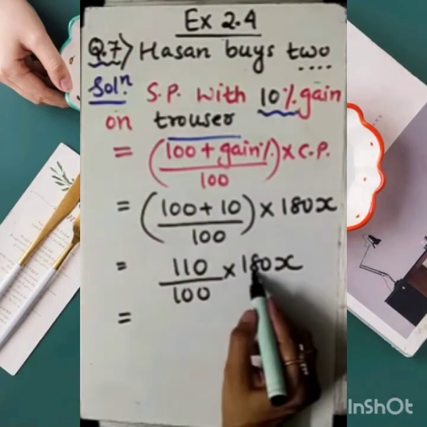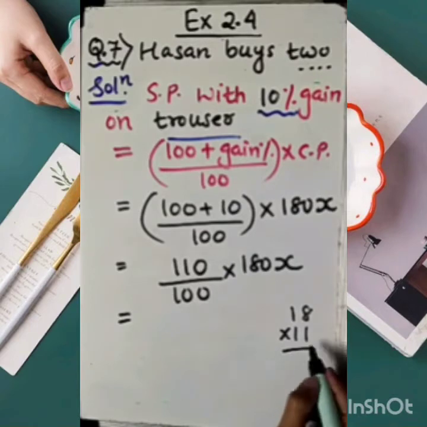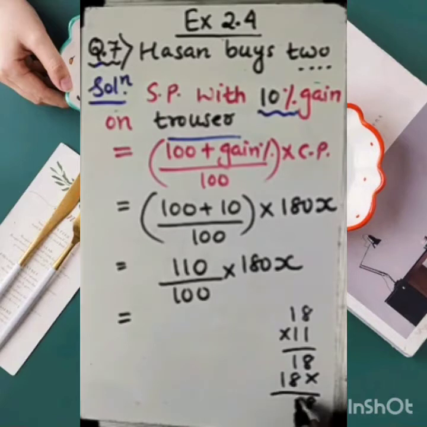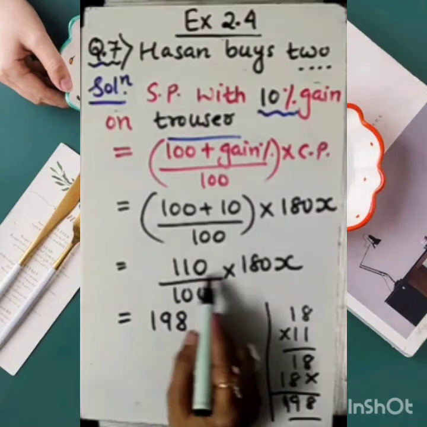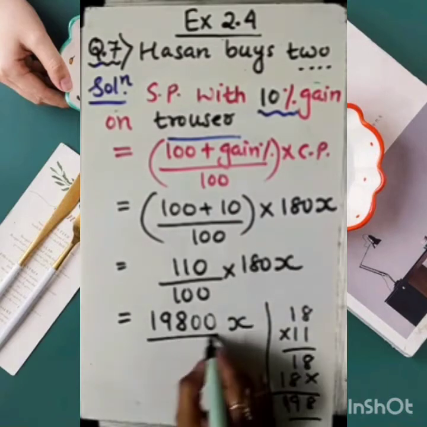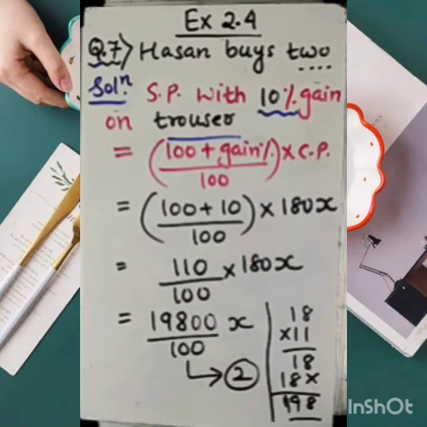Let's multiply 18 into 11 in a rough column. So 8 1s are 8, 1 1 is 1, 8 1s are 8, 1 1 is 1. So it is coming 198. So do this in your rough column. So dear student, the product is 198 and along with this 20 and x is also there, upon 100. Let's say this is result number 2.